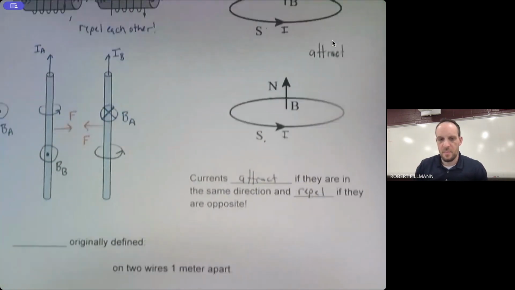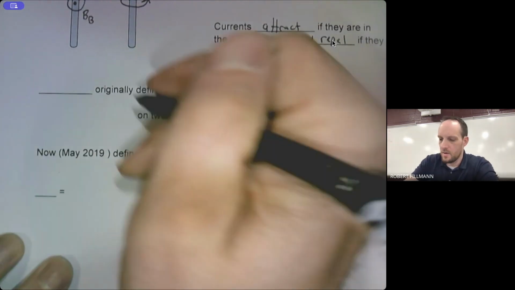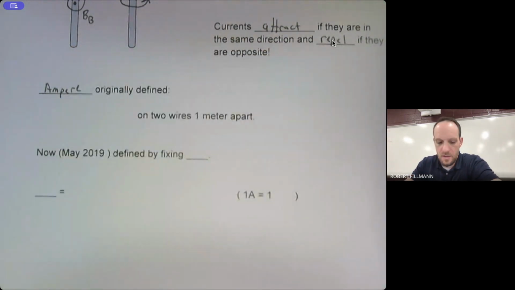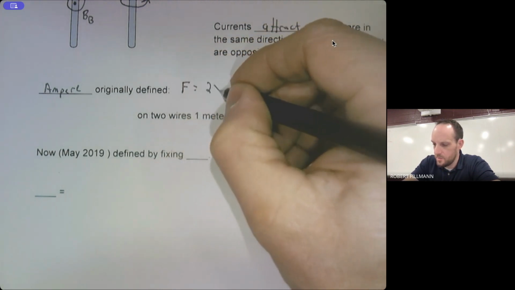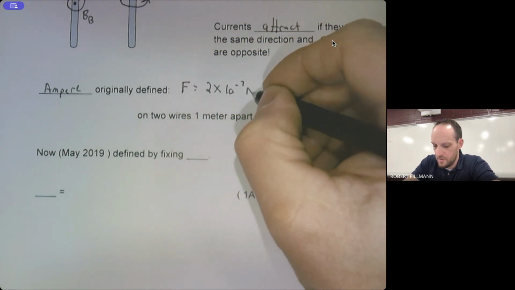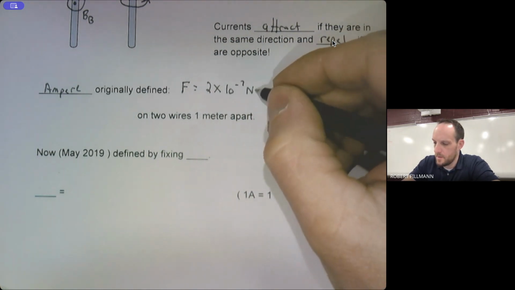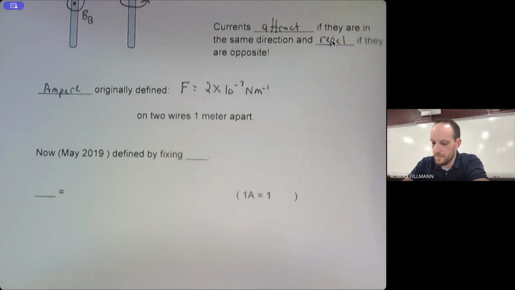So as we wrap things up here, we think about how currents are affected by magnetic fields. This takes us to the way that current was originally defined as a metric unit. The original definition of the ampere is defined to be when F equals 2 times 10 to the negative 7th newtons. Actually, 2 times 10 to the negative 7th newtons per meter on two wires that are a meter apart.